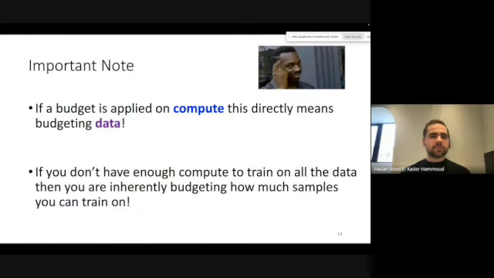All right, so one important thing to note is that if you have a computational budget, it directly means that you have a budget on your training data. Why is that? So let's say you have 1 million samples, but you only have enough training budget to train on 100,000 samples, then it inherently means that you're bound to 100,000 sample training and not a million. So budgeting compute directly budgets your data.